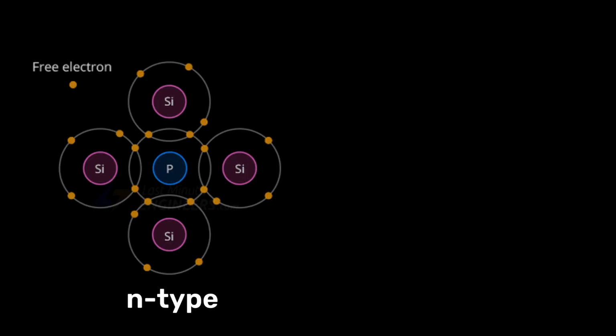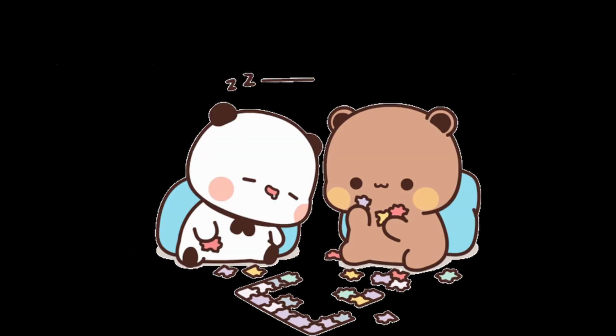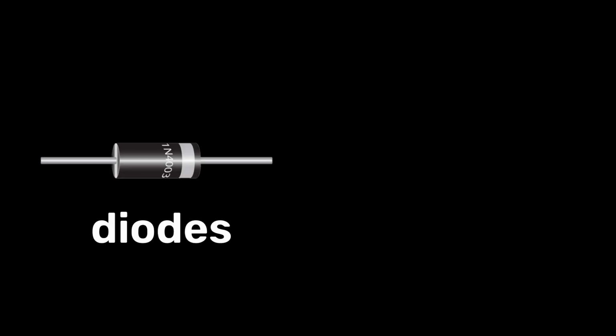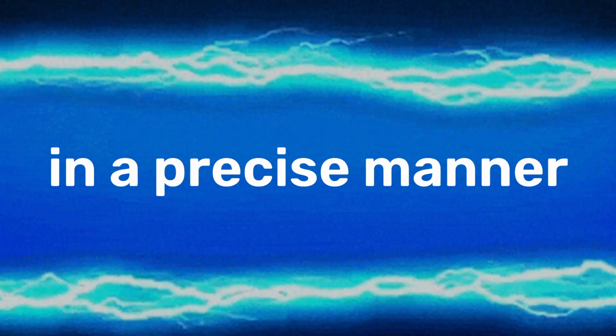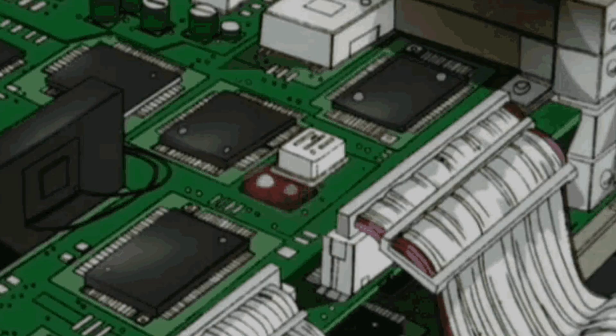By combining the N-type and P-type materials I talked about earlier in different configurations, components like diodes and transistors are created. These components can control current flow in a precise manner and are the fundamental building blocks of modern electronics.